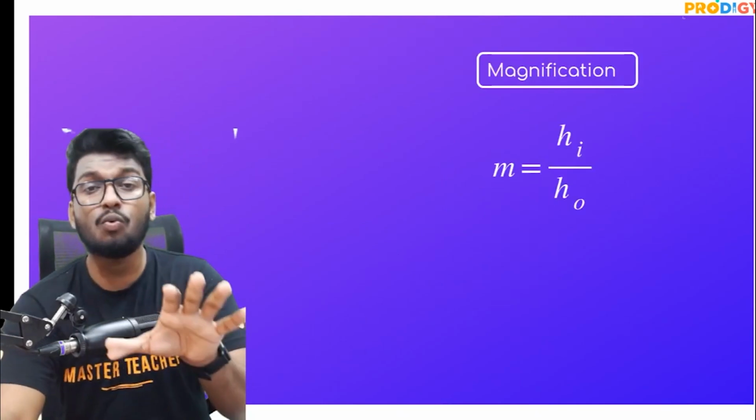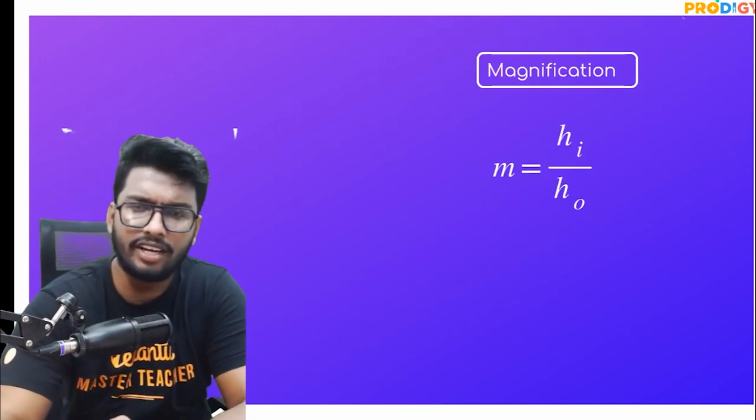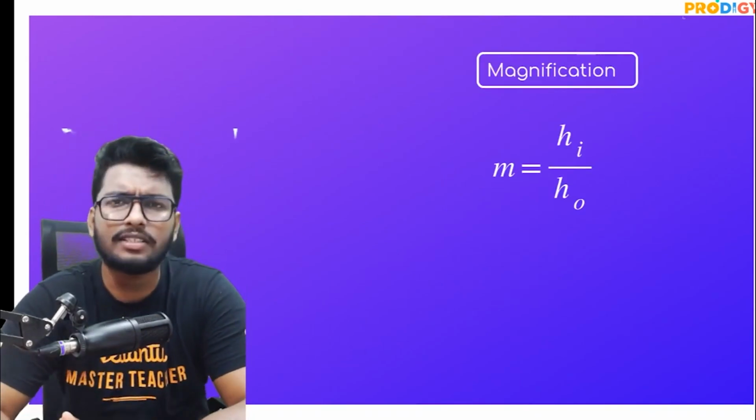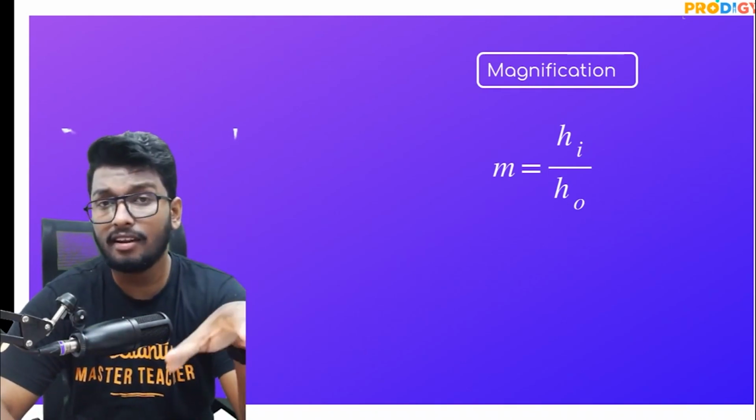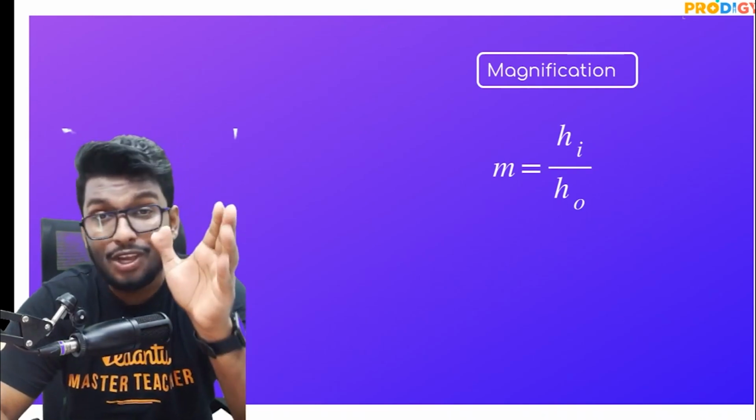Now this is one way to find out the magnification. Let's say in a certain question, the height of the image and the height of the object is not given. Then can you not find out the magnification? You absolutely can.